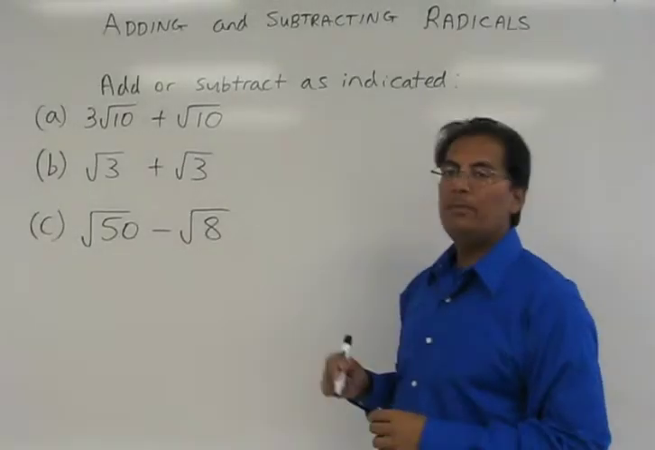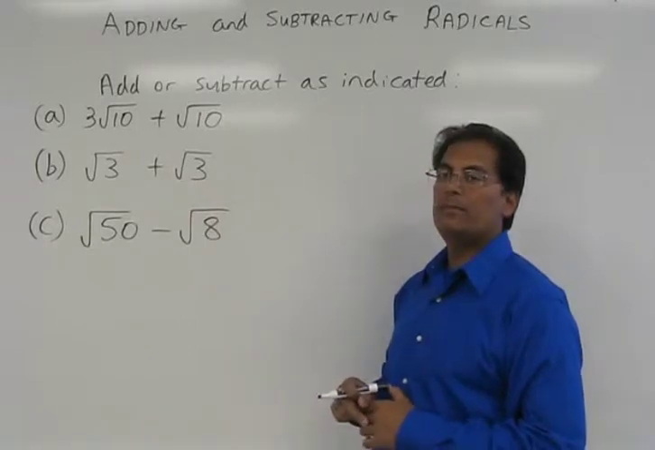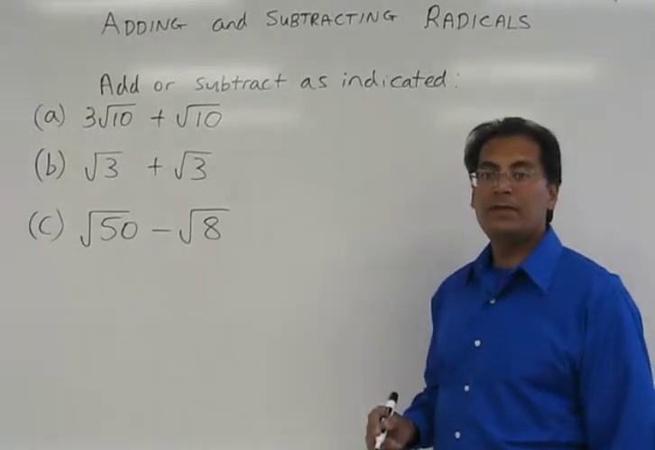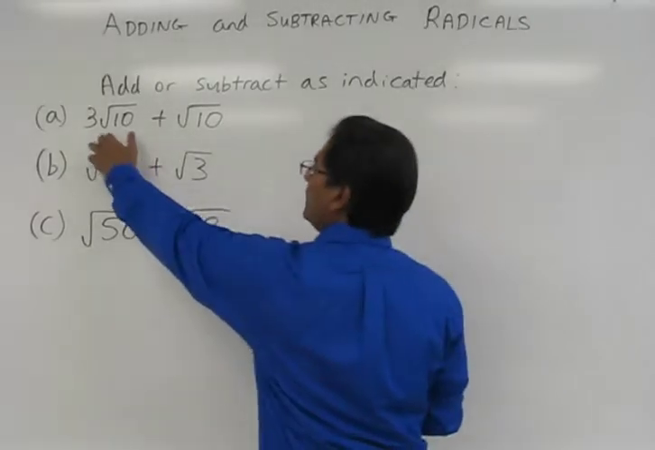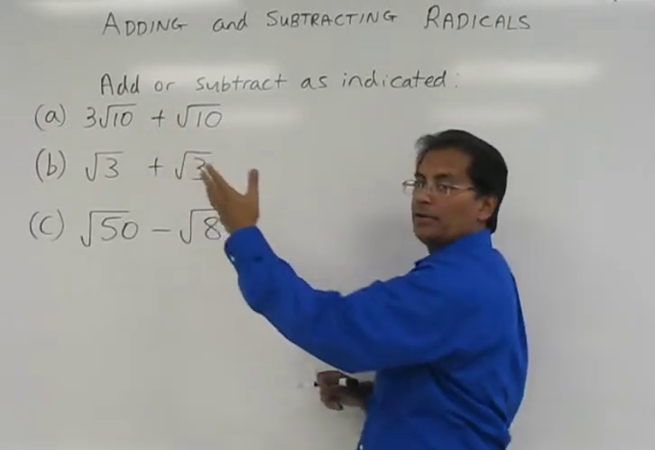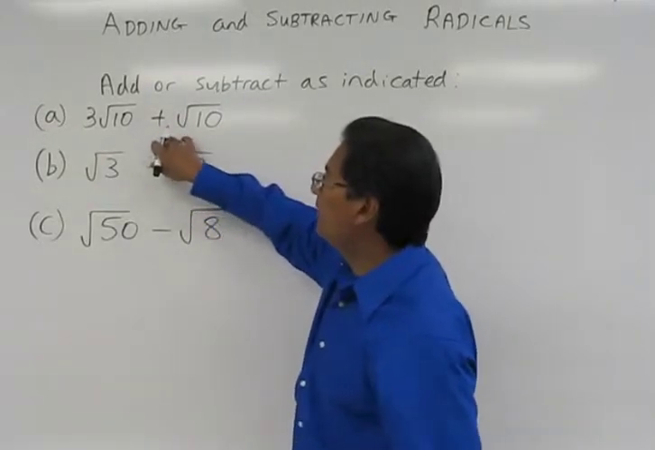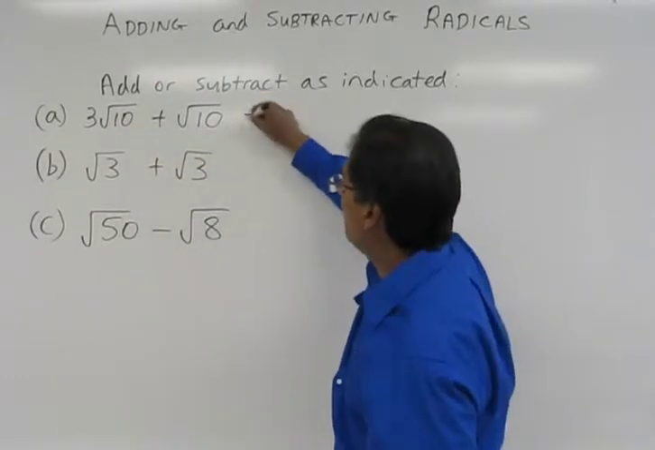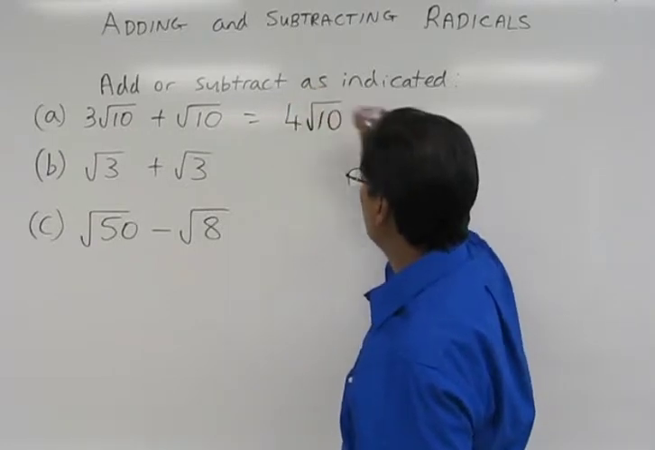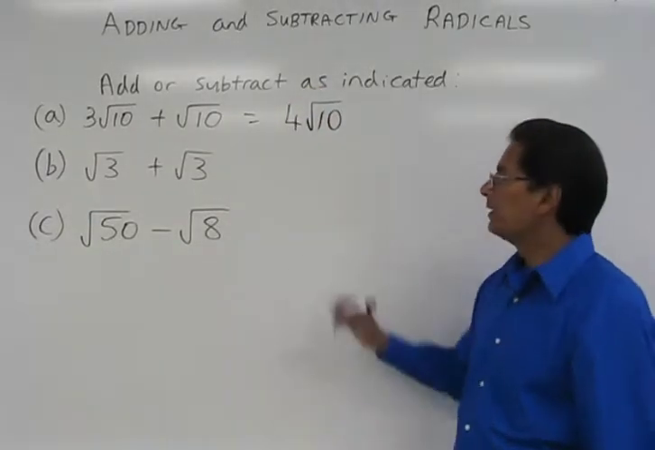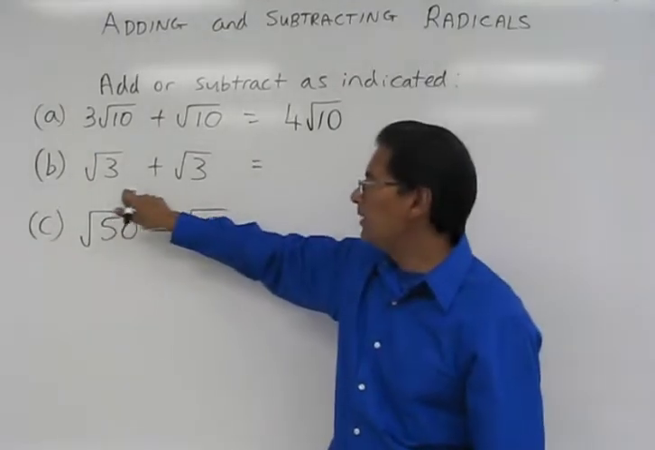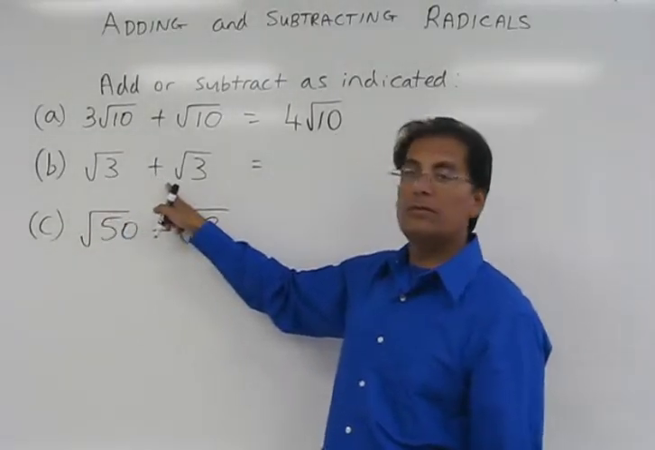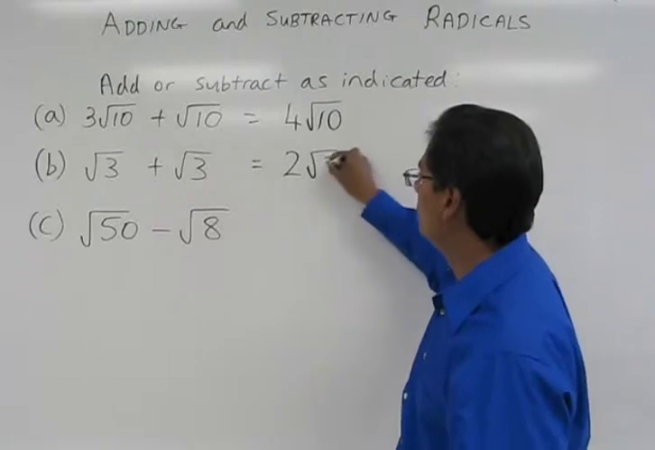Okay, so part A, we're asked to add 3 square root of 10 plus square root of 10. Now the roots are the same, which is the square root of 10, and they can't be simplified any further. So we simply add 3 plus, what number sits in front of this root? 1. It's an unwritten 1. So 3 plus 1 gives me 4. In other words, we had 3 of these root 10s, and I added another root 10, so we're going to have 4 root 10. 4 times the square root of 10. Next example, root 3 plus root 3, that means we're going to have 2 of them now, because we have 1 root 3 plus another root 3 gives me 2 root 3s.